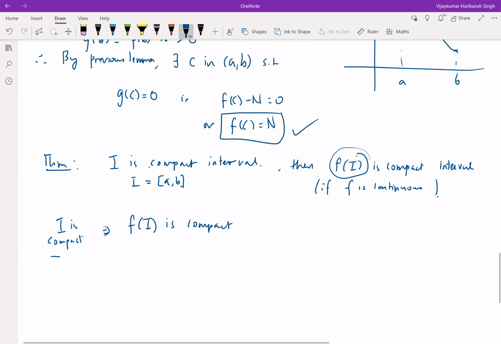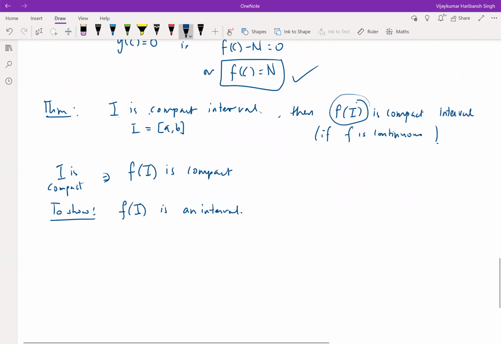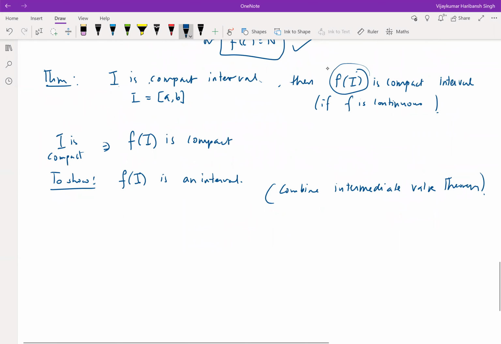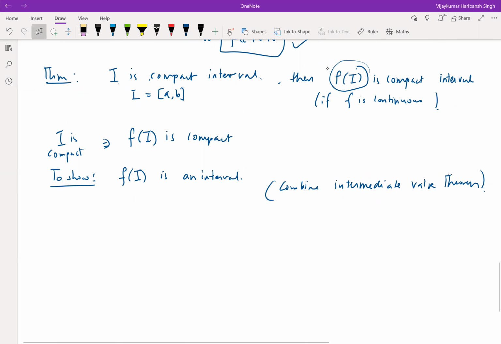So to show that f(I) is also an interval, you have to combine it with the intermediate value theorem. All right, so this takes care of the continuity aspect. Now let's move on to the next part of the discussion, which is uniform continuity.